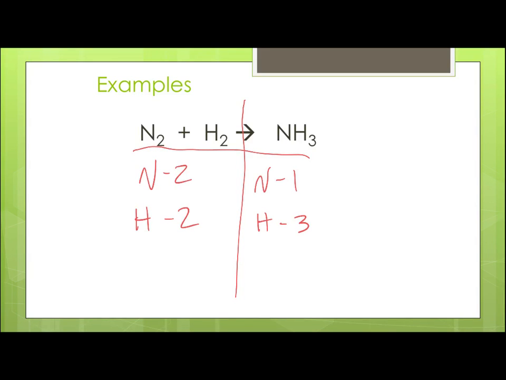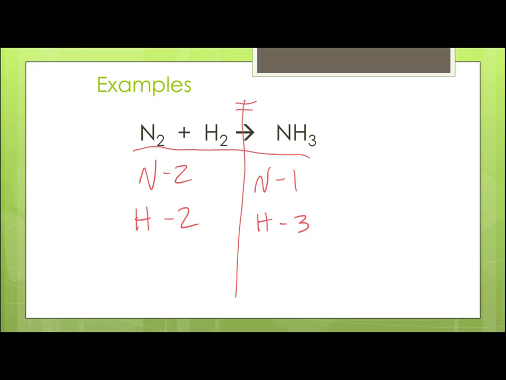Now, the goal is to make the left side equal the right side. If the left side equals the right side, then we have a balanced equation. And so in order to do this, we are going to add coefficients to help us balance the equation out. Now, a little trick, whenever you're looking at an equation with hydrogen, a lot of times if you go ahead and balance the hydrogen first, it makes it a little easier.